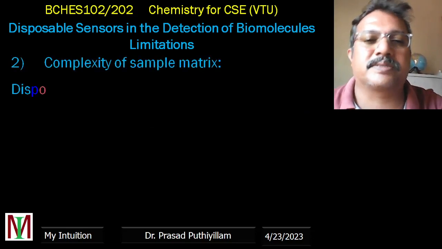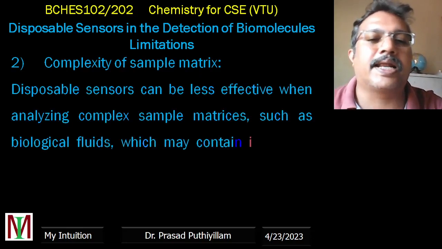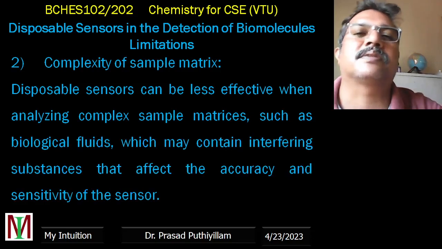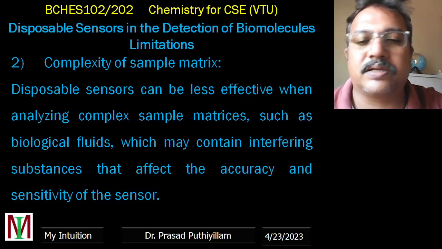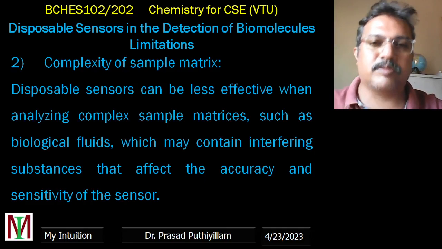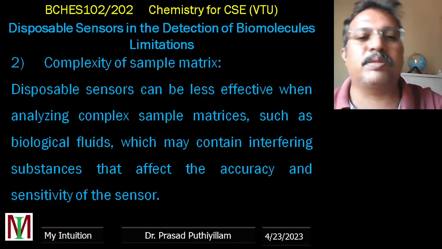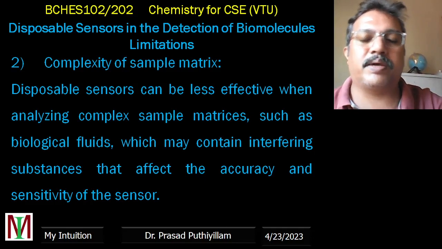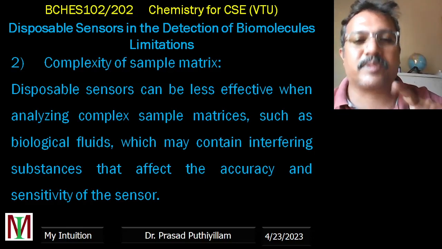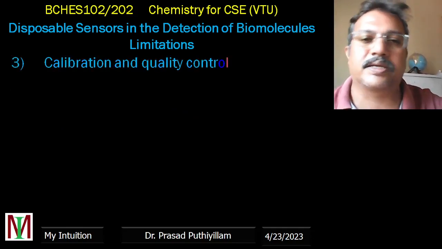Complexity of sample matrix. A disposable sensor can be less effective when analyzing complex sample matrices. When the sample is very complex, a mixture of many things, then it is very difficult. You have to separate it. Then traditional methods give a proper result. Time consuming, but proper results will be available if such complicated samples are given for testing.